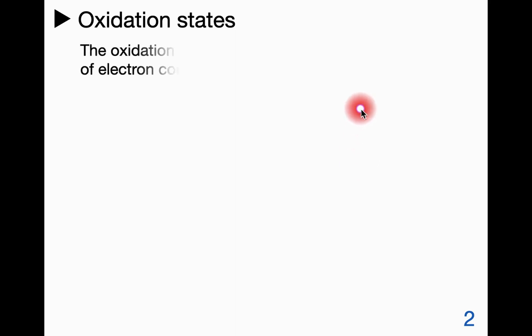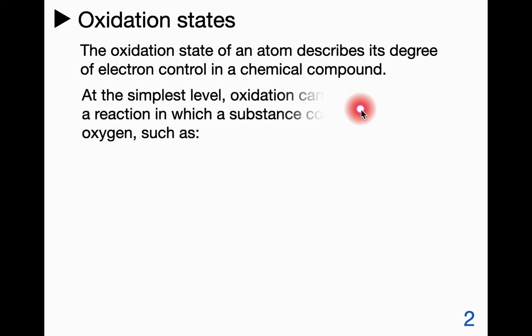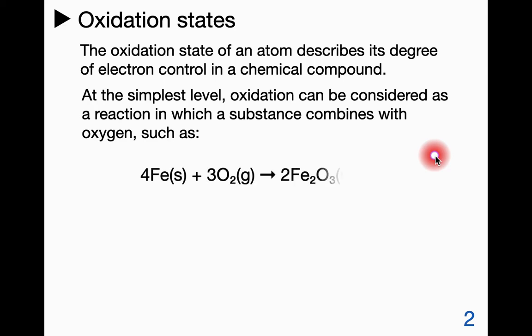Oxidation states. The oxidation state of an atom describes its degree of electron control in a chemical compound. At the simplest level, oxidation can be considered as a reaction in which a substance combines with oxygen, such as iron reacting with oxygen to form iron(III) oxide. This is just rust.